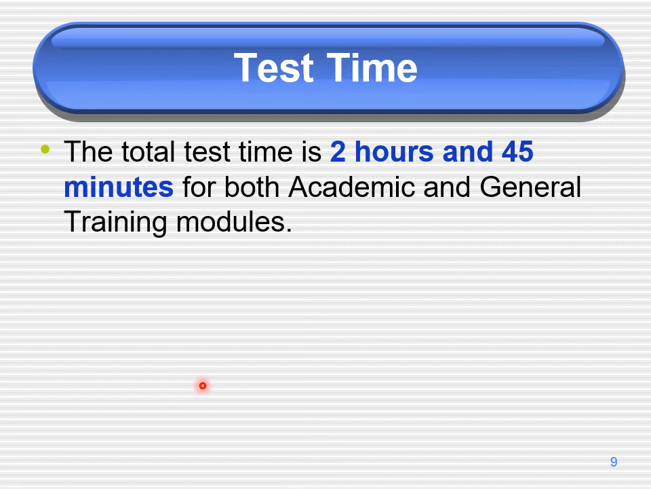The total test time is 2 hours and 45 minutes for both Academic and General Training. It is enough time, I tell you, to do everything nice and clean. When you are practicing, I would definitely suggest you time yourself, whether you are doing a writing activity, a speaking activity, or practicing your reading skills. Always try to time yourself, because once you practice, it will be very easy for you to manage on the day of the actual test.